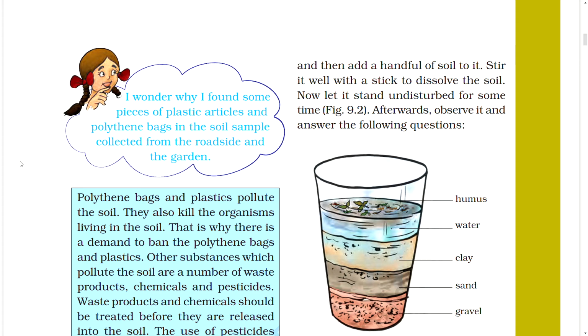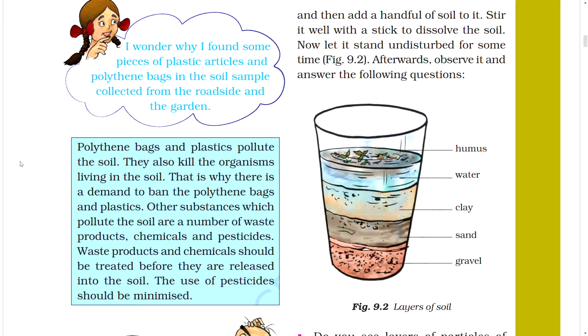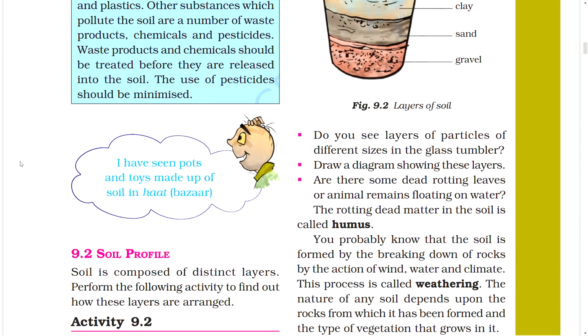Figure. Afterwards, observe it and answer the following questions. Humus, water, clay, sand, gravel. Figure: layers of soil. Do you see layers of particles of different sizes in the glass tumbler? Draw a diagram showing these layers. Are there some dead rotting leaves or animal remains floating on water? The rotting dead matter in the soil is called humus.